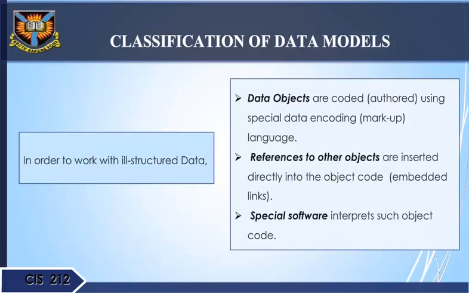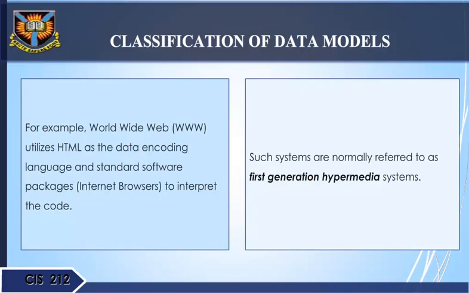In order to work with ill-structured data, data objects are coded, authored, using a special data encoding markup language. References to other objects are inserted directly into the object code as embedded links. Special software interprets such objects' code. For example, the World Wide Web utilizes HTML as the data encoding and standard software packages, Internet browsers, to interpret this code. Such systems are normally referred to as first-generation hypermedia systems.